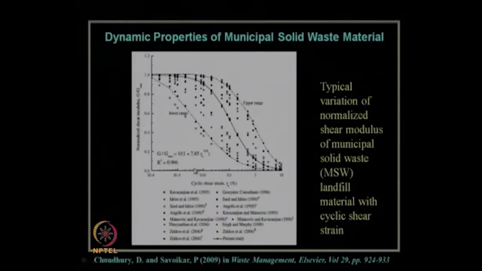From these collected results, again a semi-empirical correlation was proposed, which gives an R square value of 0.996, a very high value. By having this equation, one can easily do a preliminary design or carry out site response analysis for this municipal solid waste landfill material. Using the value of cyclic shear strain, one gets the corresponding value of G by G max, which is helpful for any seismic design of a municipal solid waste landfill.